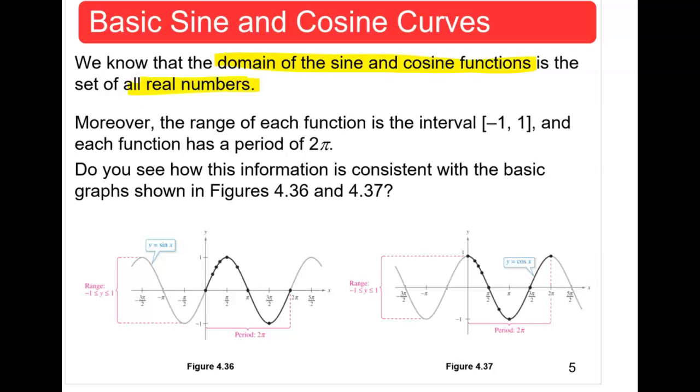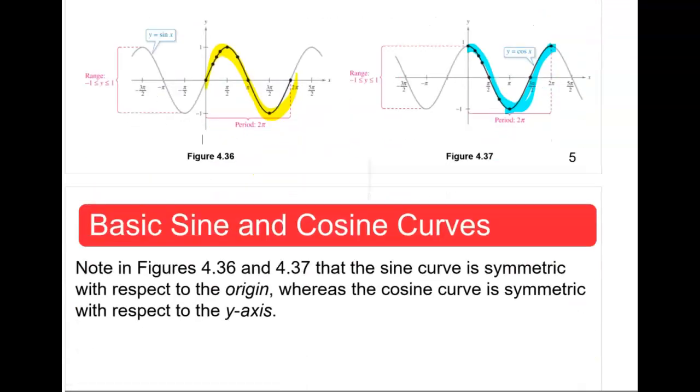And we already went over how the range for each of them is the interval -1 to 1. And that one full period, which is what we highlighted here for the cosine and here for the sine function, is 2 pi radians, like one full rotation of the circle or one revolution. So I'm going to move on to the next slide again.